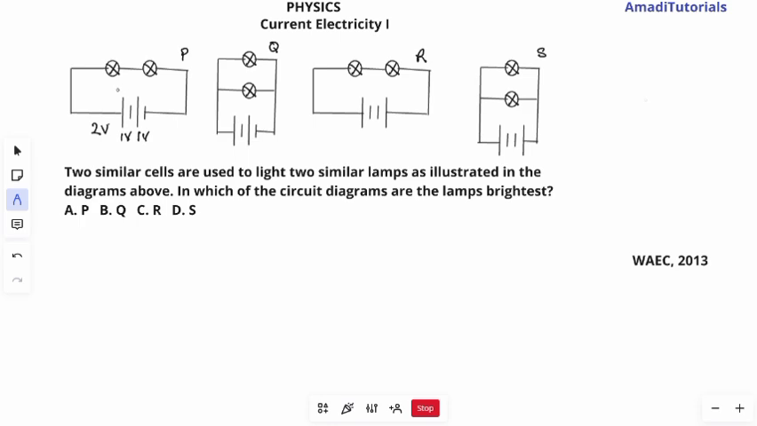Now, without talking much, if it was just me that they asked this question, in exam condition, and they asked which of them would be the brightest, the correct answer would be option Q. And how do I know that?